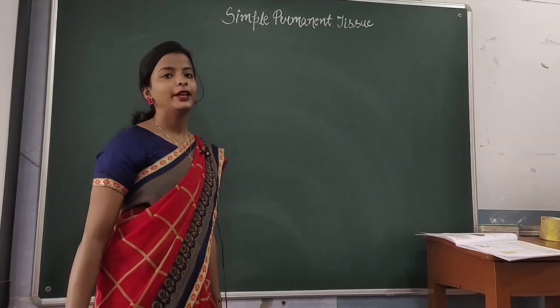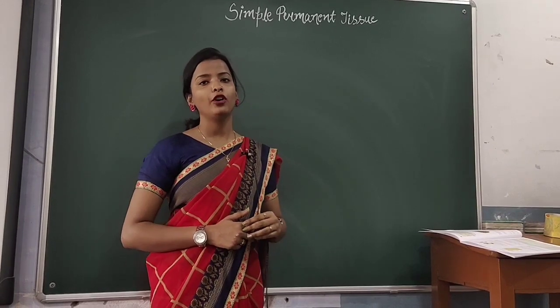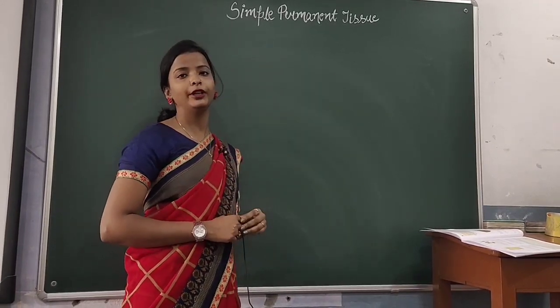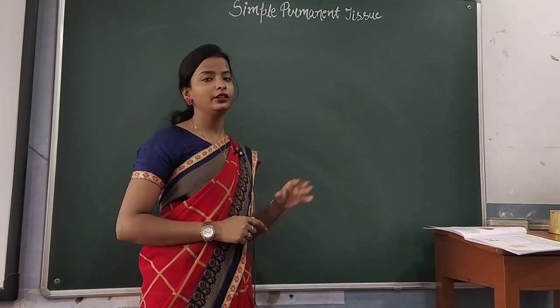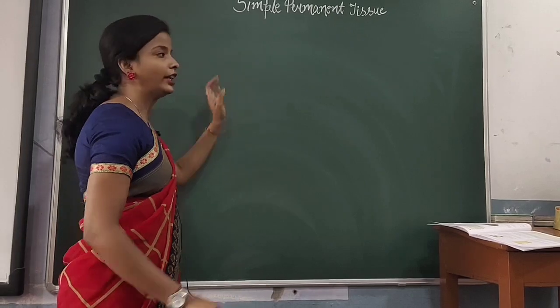Now, let us begin with simple permanent tissue. In my previous video, I have already told you the two types of tissues, simple permanent tissue and complex permanent tissue. So, let us begin in detail. So, simple permanent tissue is of three types.